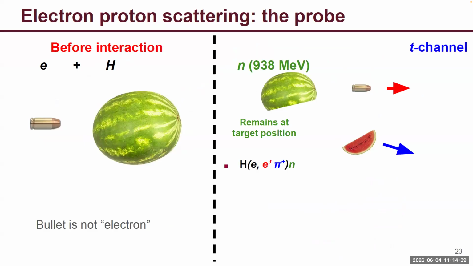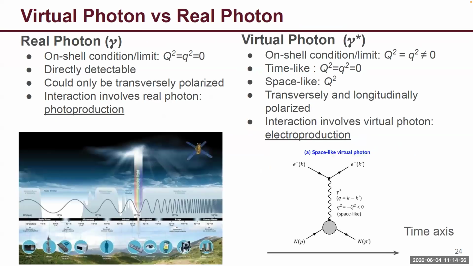So EP is almost like hitting a watermelon with a bullet. Of course, here, our bullet is not an electron. I hope everybody knows that. Then what exactly is our bullet? If it is not an electron, of course, it's photons.